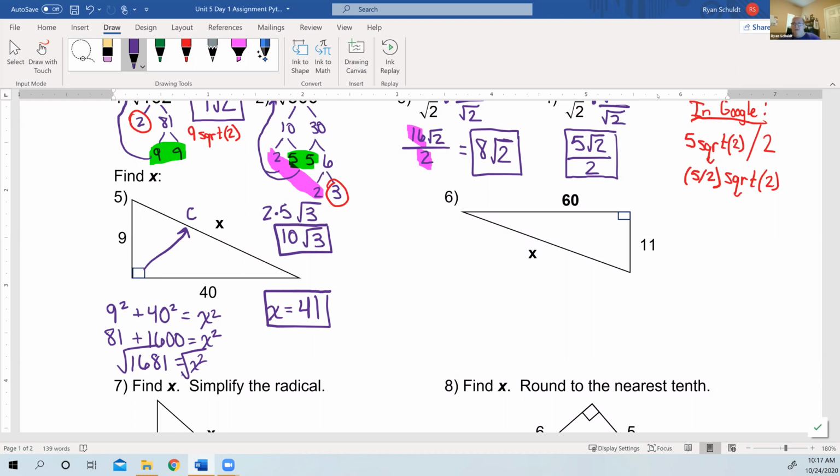Okay, number 6. There's my c. So I can set this up as 60 squared plus 11 squared equals x squared. 60 squared is 3600. 11 squared is 121. So I have 3721 equals x squared. Take the square root, and I get x equals 61.